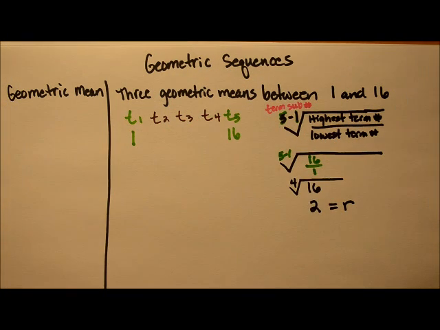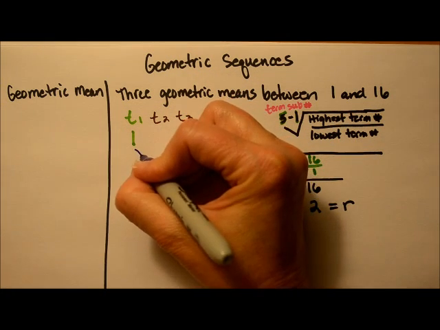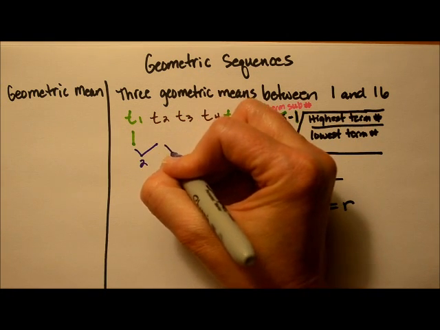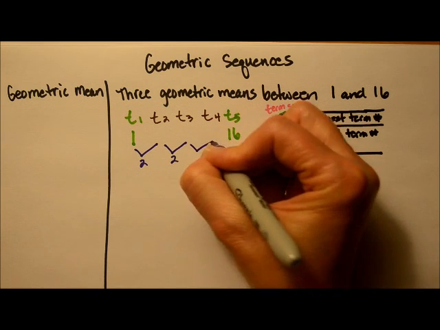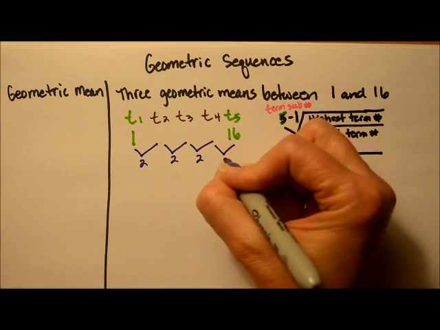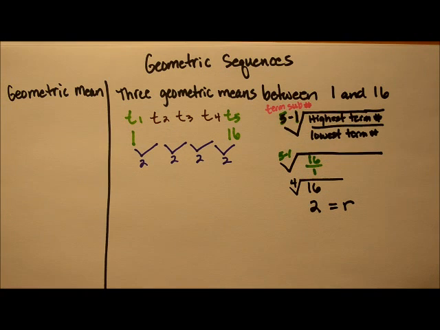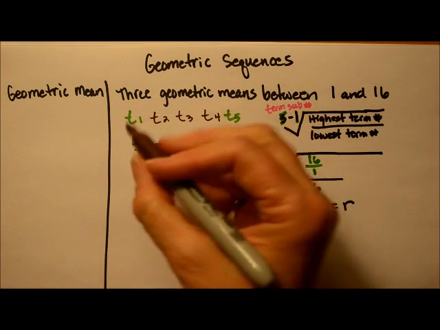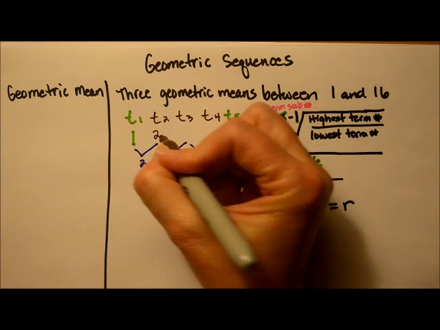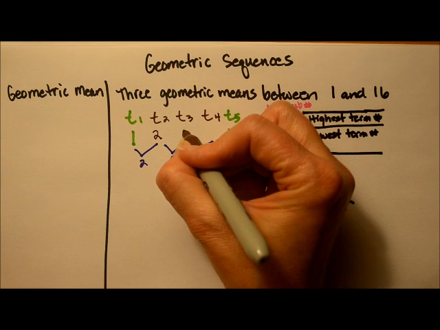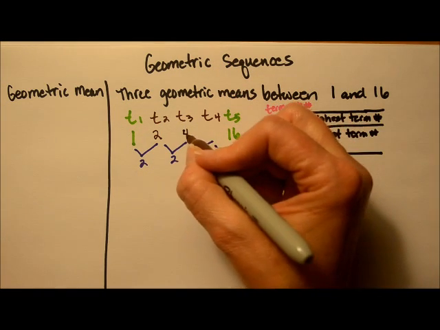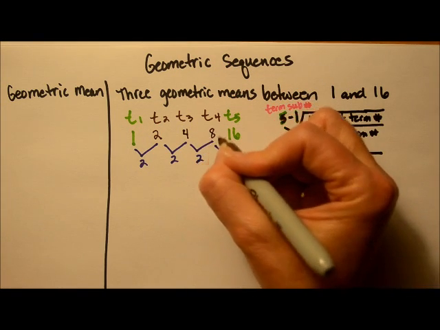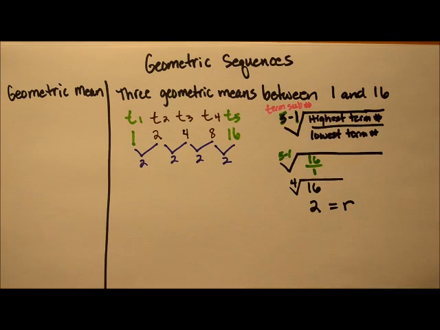So I'm going to multiply here by 2, here by 2, here by 2, and we'll check and make sure that that's multiplied by 2 also. So what we'll have is 1 times 2 is 2, 2 times 2 is 4, 4 times 2 is 8, 8 times 2 is 16. Yeah, it works. So there are my 3 geometric means between 1 and 16.